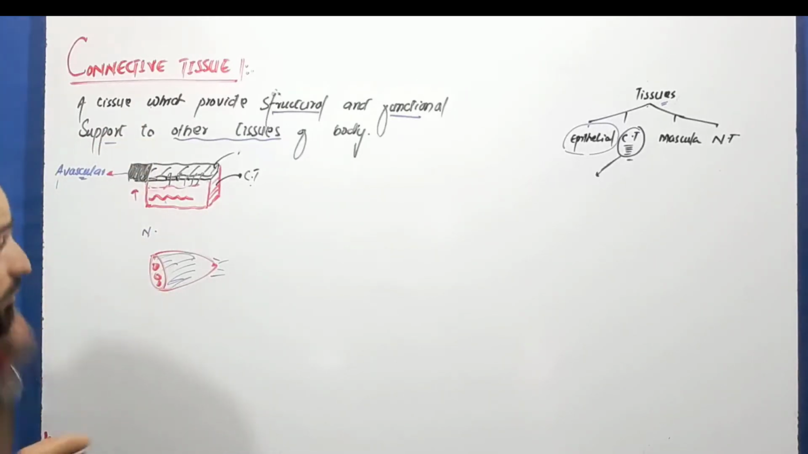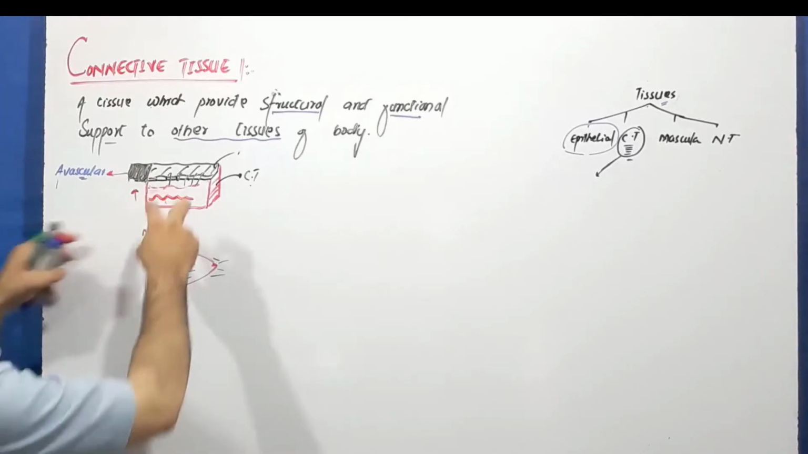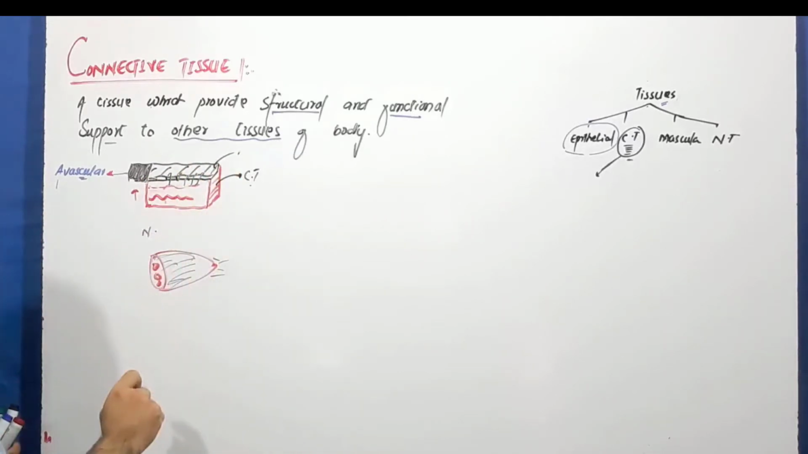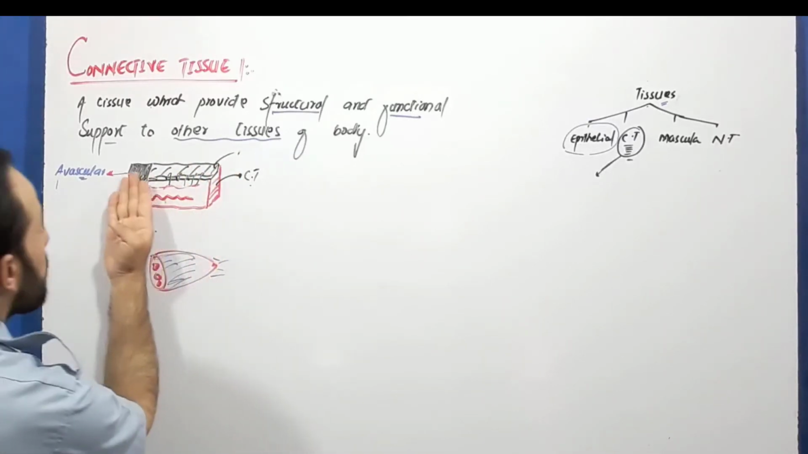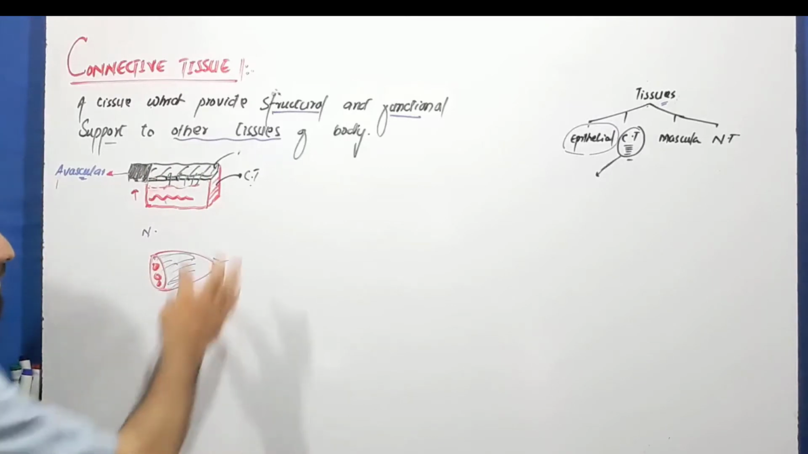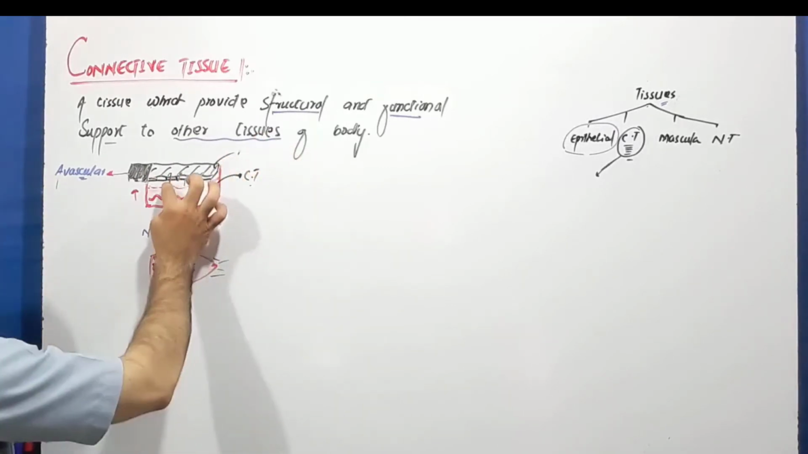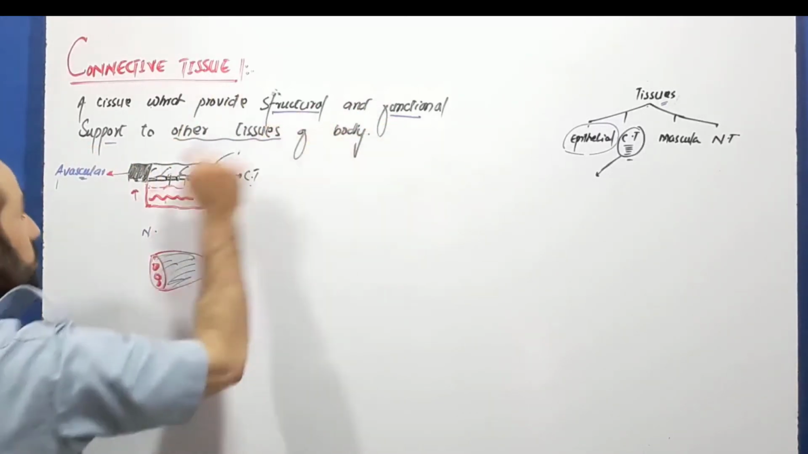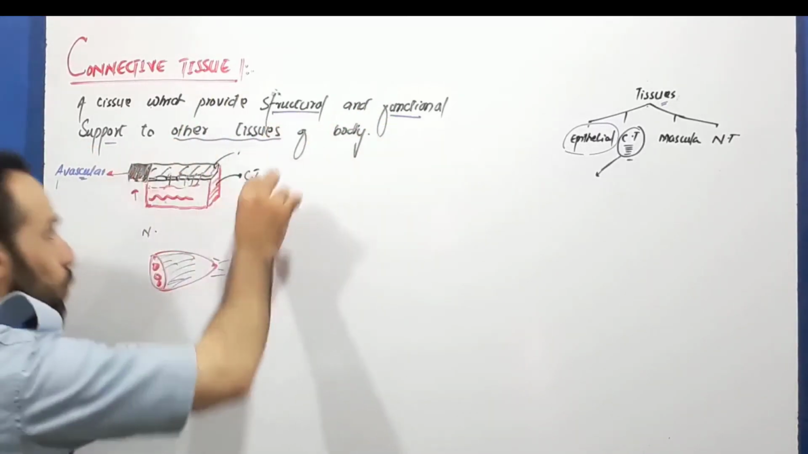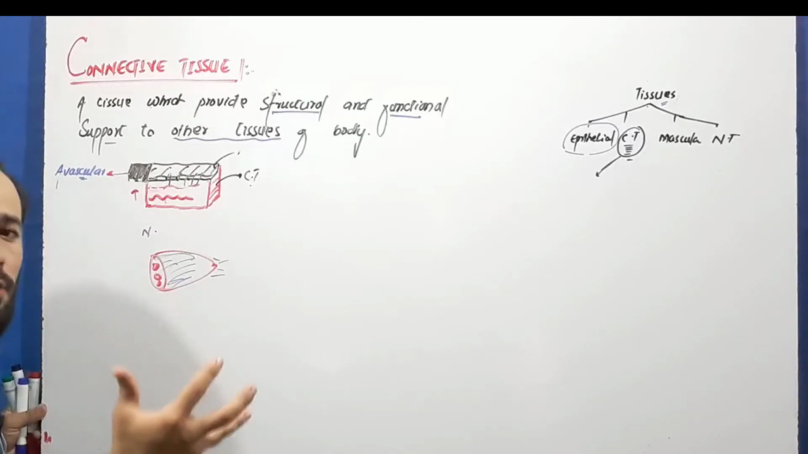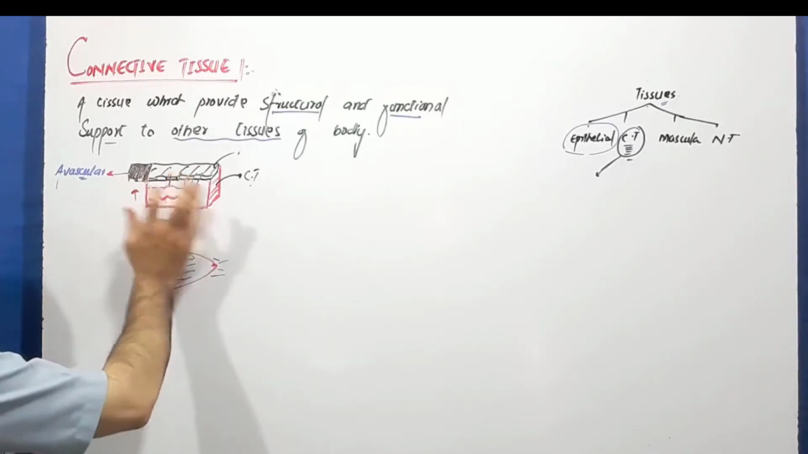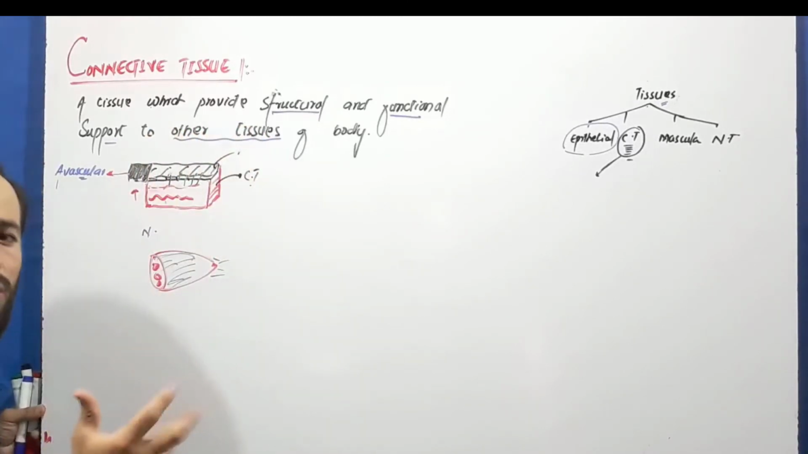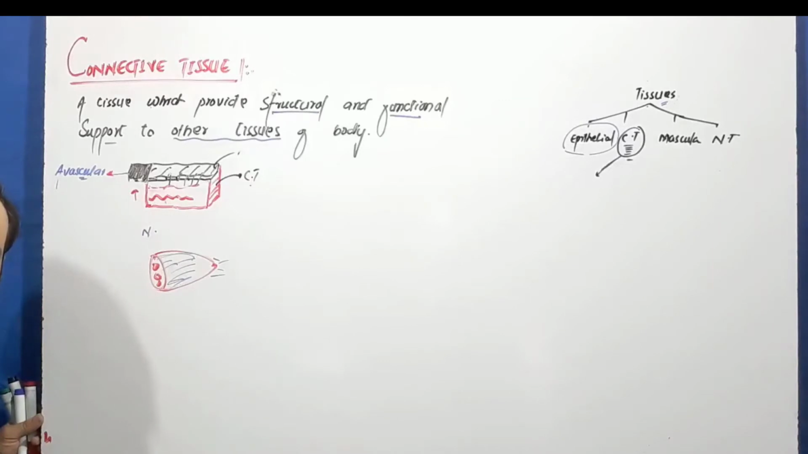So what did we say? We say that the tissue below this epithelial tissue is connective tissue, and it is supporting this epithelial tissue. This connective tissue piece is providing structural and functional support. This tissue is working, its function is proper, because of whom? Because of this connective tissue. Its structure is normal, because of whom? Because of this connective tissue.